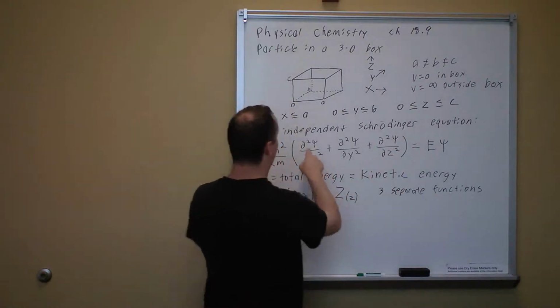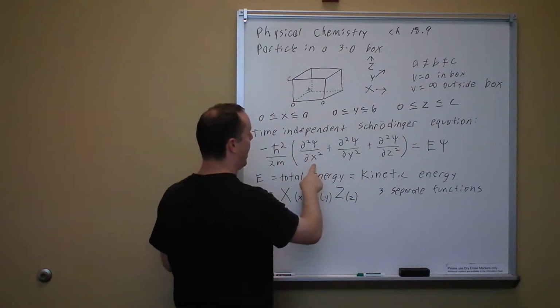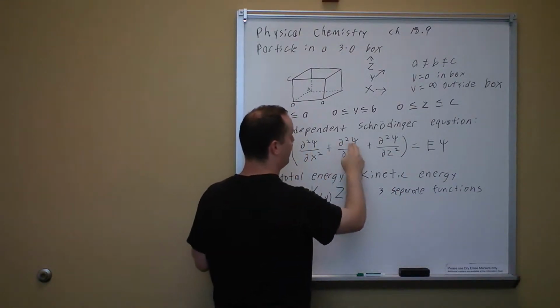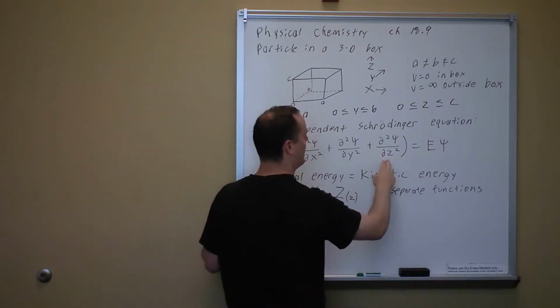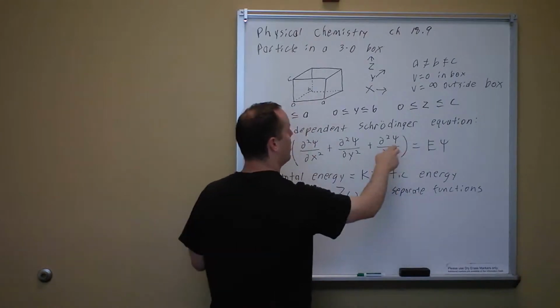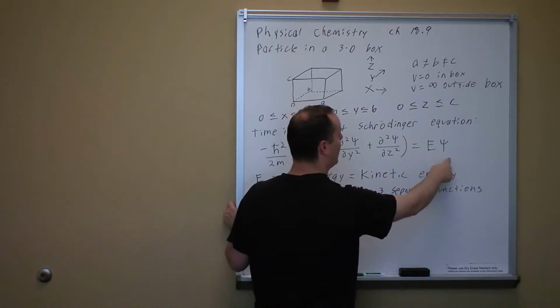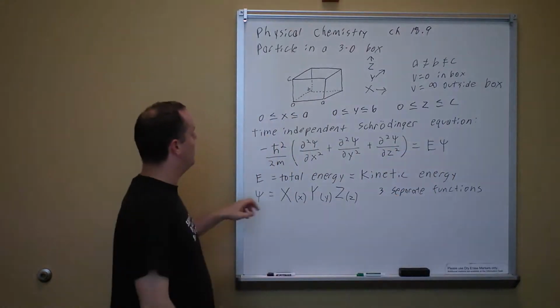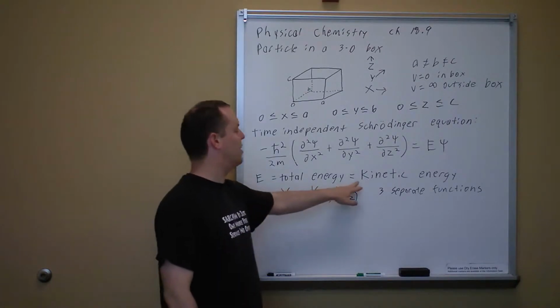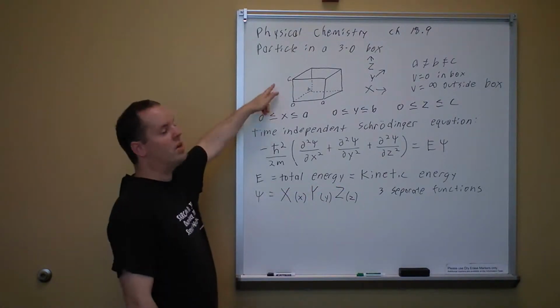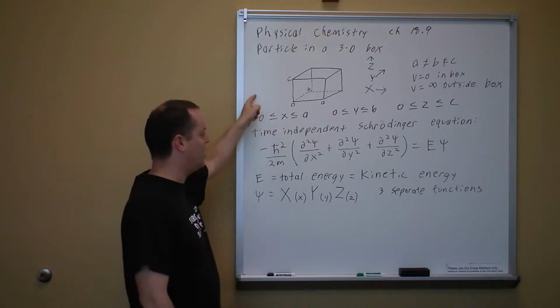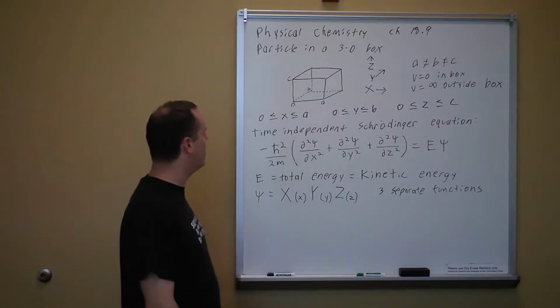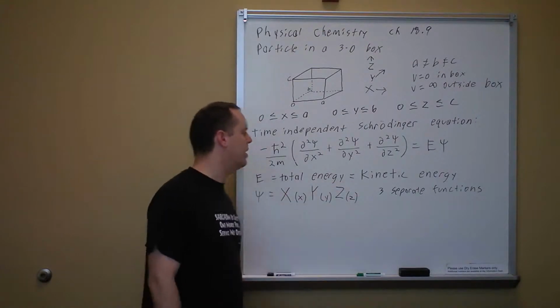So all of that times the second derivative of psi with respect to x, plus the second derivative of psi with respect to y, plus the second derivative of psi with respect to z. And then that's equal to E psi. And E is going to be our total energy, which is the same as kinetic energy, because there can only be two types of energy in a system like this, the kinetic and the potential. And we set the potential to 0. So all that we have, the total energy, is equal to the kinetic energy.